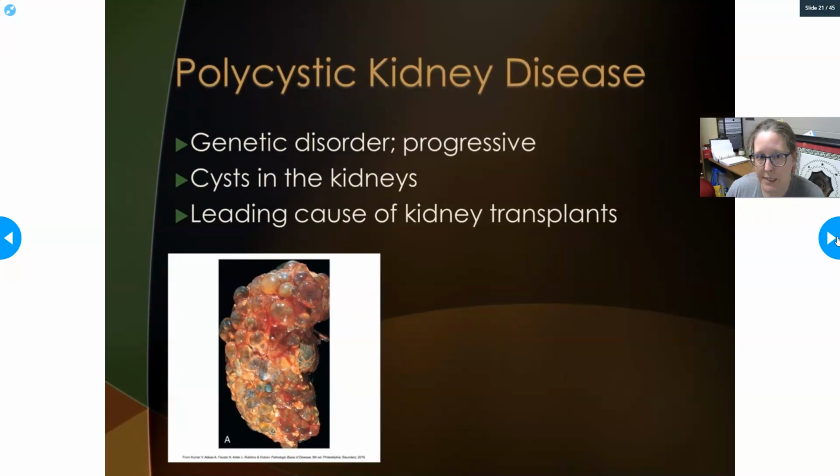Polycystic kidney disease is a genetic disorder. It is progressive. Cysts develop in the kidneys and they get progressively worse. And it is a leading cause of kidney transplants.